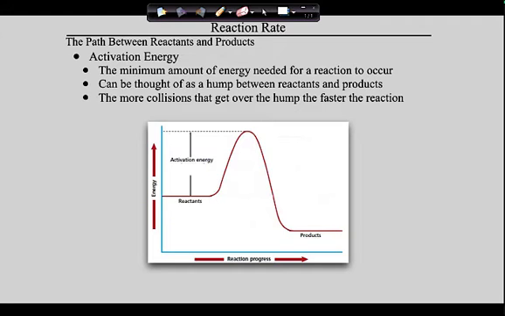But guys, how fast, how hard do the reactants have to hit? Hard enough to get over the hump. And guys, the deal is this. Once they get over the hump, they always go in the hole. They always form products. You get the idea?